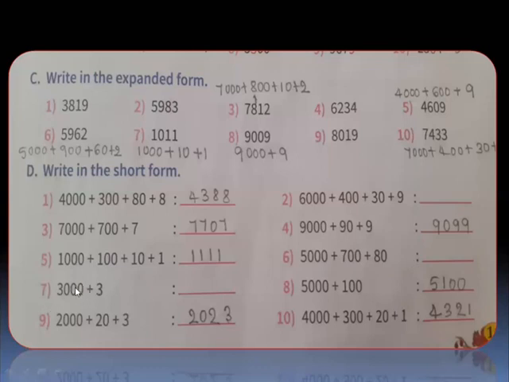In the 1000 place only a number is there. In the tens place only a number. In the 100 place also no number. In the tens place also no number. In those two places you have to put 0 and write the number. Okay. See, next, eighth one.